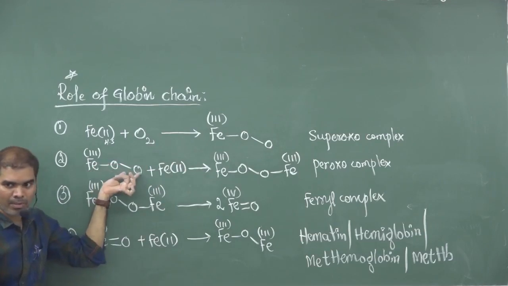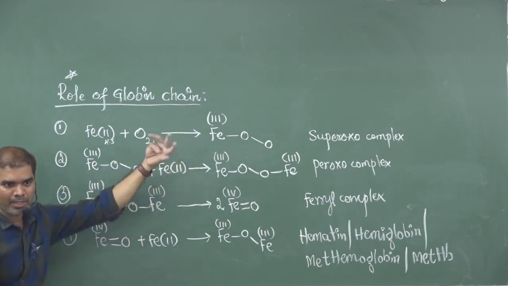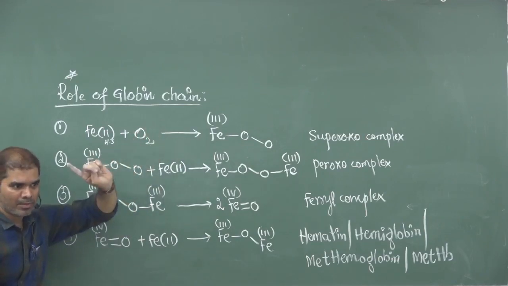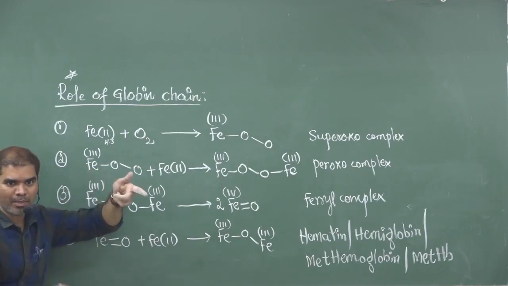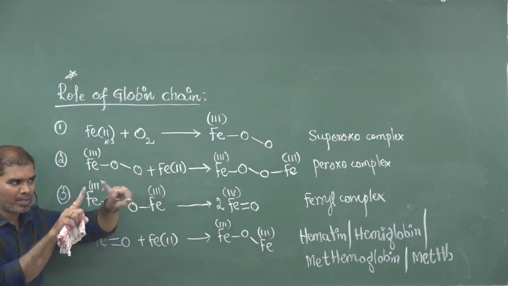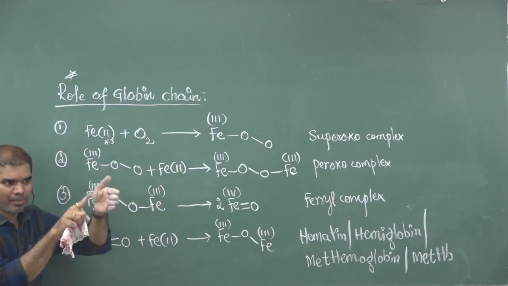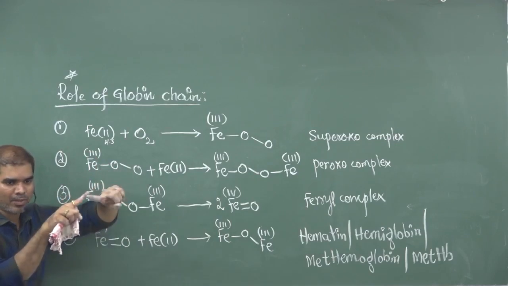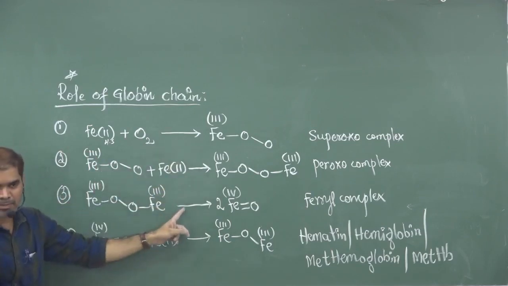That superoxo complex is interacting with another iron of a second subunit. There are four subunits. In the last class, I drew the diagram also. In that diagram, one iron should not combine with another iron. If at all it combines, what will happen? So one iron should not combine with another iron. The globin chain will mask it. It will act as a bridge so that the two irons do not come in contact. If at all they come in contact, this thing will happen.